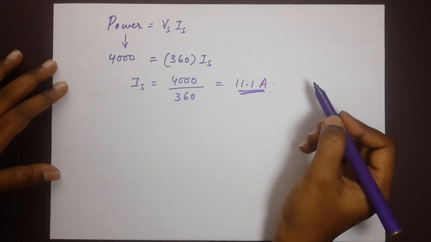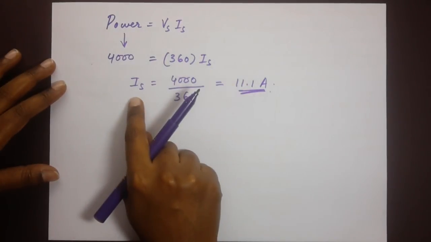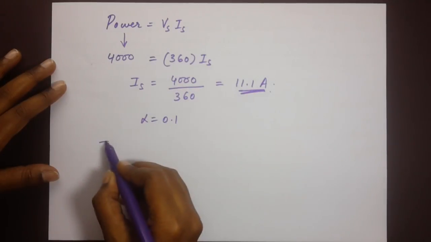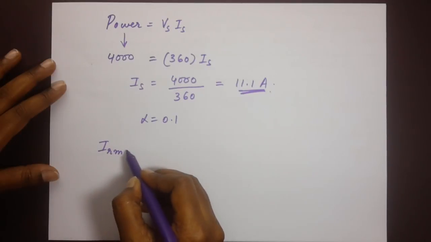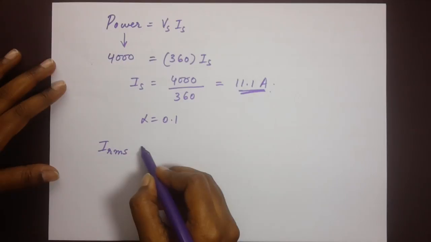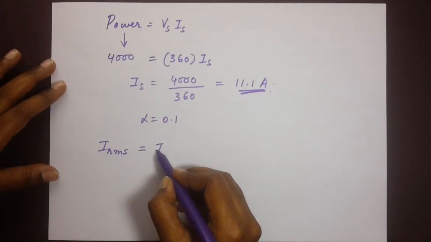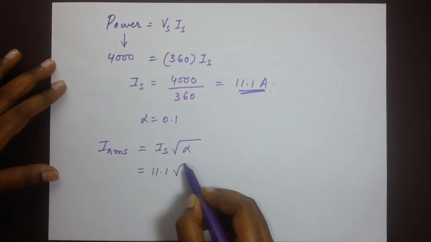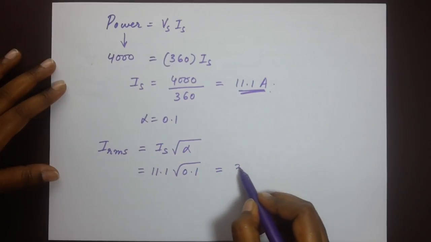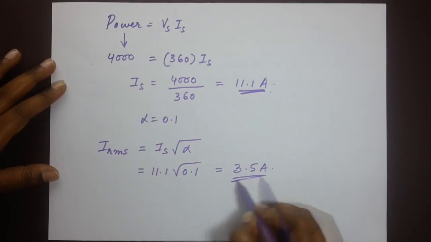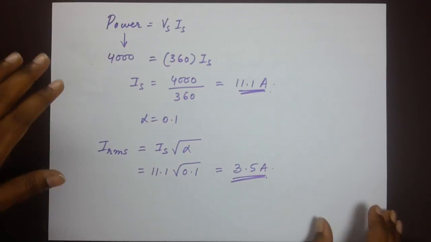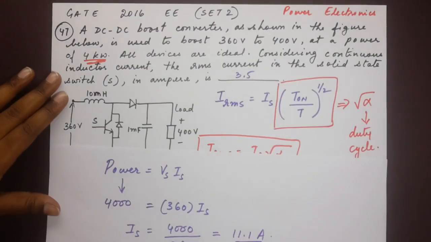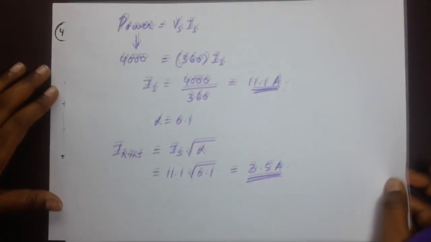So, we have 11.1 amps as Is and we have the duty cycle alpha as 0.1. So, we can substitute that in the IRMS equation that we wrote down earlier. IRMS is equal to Is into root of alpha. Let us substitute 11.1 into root of 0.1. We solve it to get 3.5 amps. So, write that down here, 3.5. Well, this is the solution.